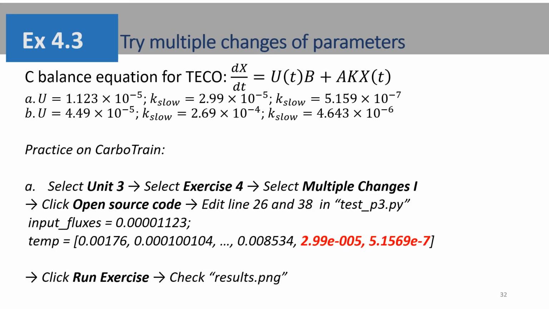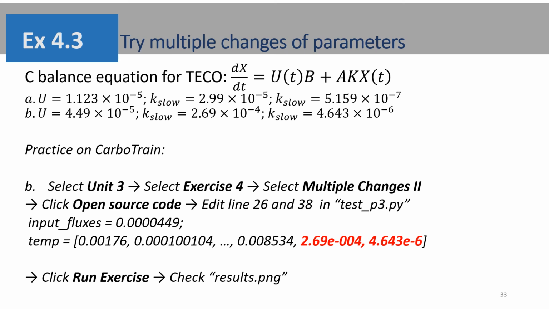This is the third task in exercise 4. Let's try multiple changes together. Select the case multiple change 1. By clicking Open Source Code, let's edit the source code at line 26 and 38. Replace the input and turnover rates with the number we provided in the slides. Then click Run Exercise and check results.